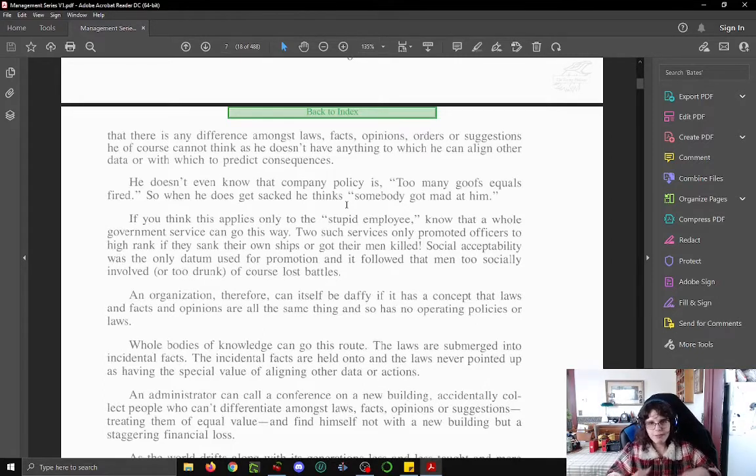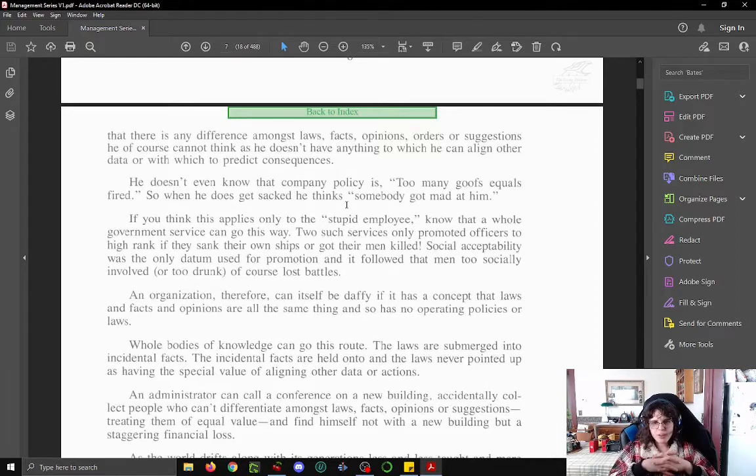If he has a problem figuring out all this stuff, he shouldn't be working, because he's going to screw over the company. He doesn't even know that company policy is too many goofs equals fired, so when he does get sacked, he thinks somebody got mad at him. No. You explain why you're firing the person or why you're reprimanding them, so they understand it.